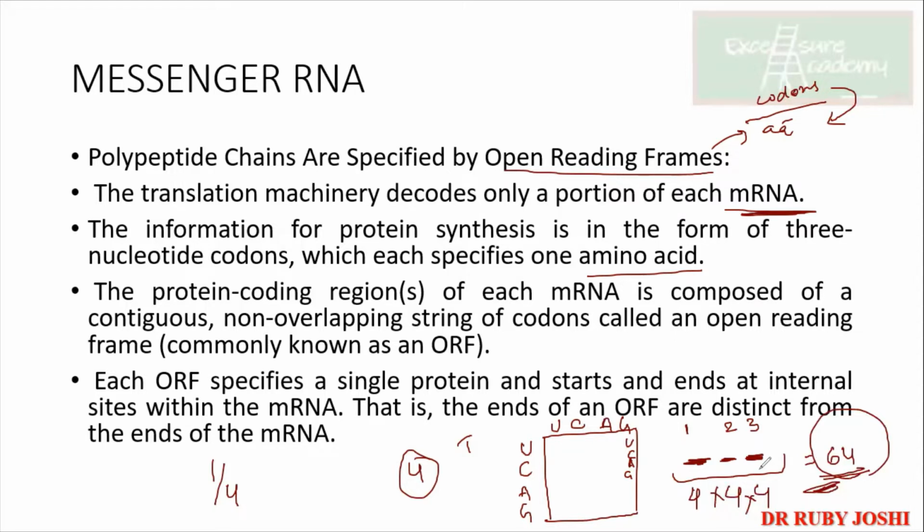If anyone asks you the probability, that is going to be 1/4, unless it says that only a pyrimidine or only a purine can come here. Then the probability becomes 1/2, because we have 2 purines out of 4 and 2 pyrimidines out of 4. So your probability of purine or pyrimidine becomes 1/2. And if someone asks about a specific nucleotide, then it is 1/4.